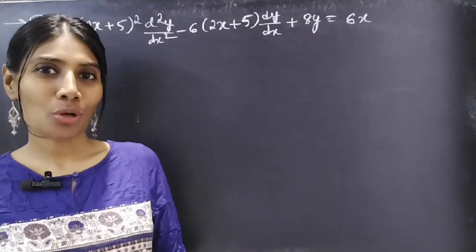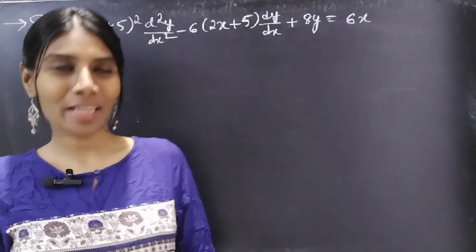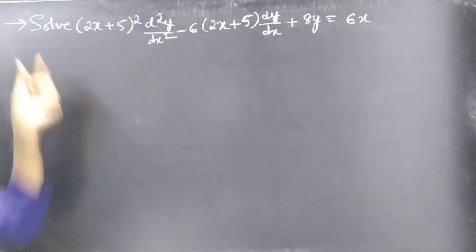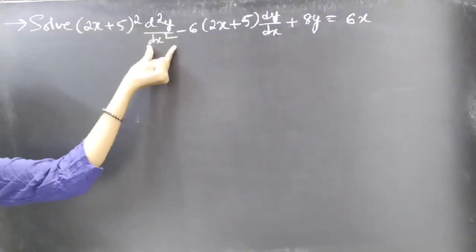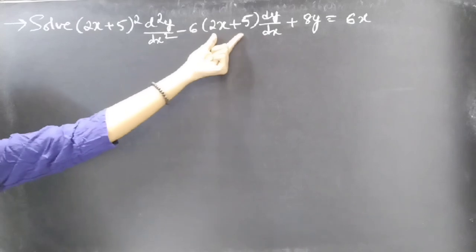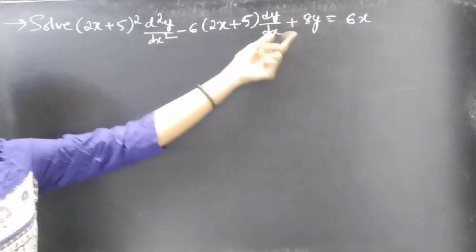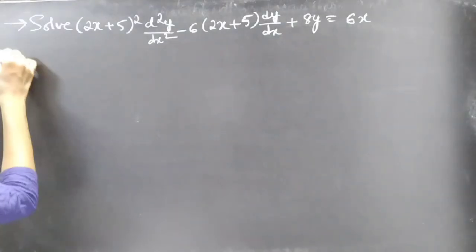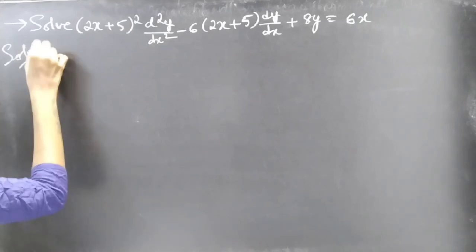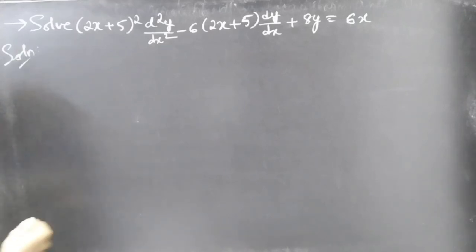In this video we are going to solve a Legendre's equation. So let's get going. Problem: solve (2x+5)² d²y/dx² − 6(2x+5) dy/dx + 8y = 6x. Solution. The given differential equation is of Legendre's form.